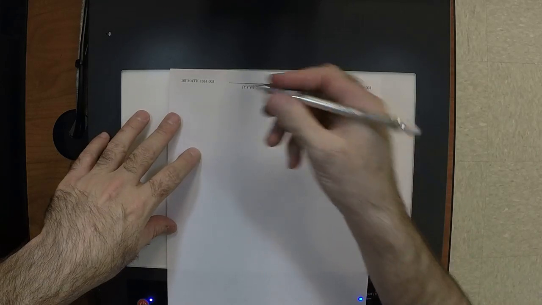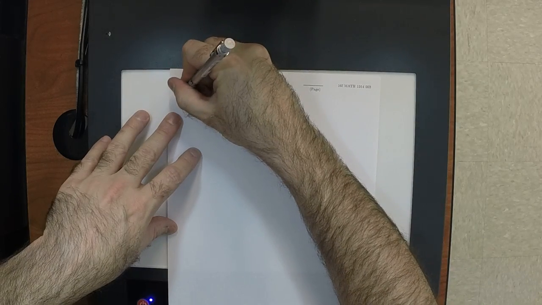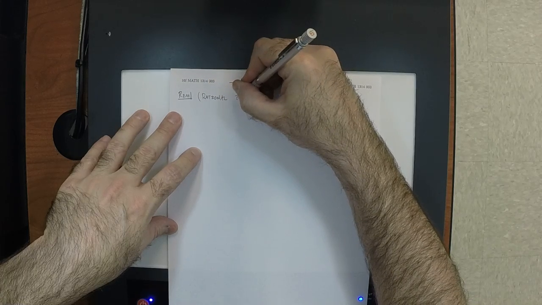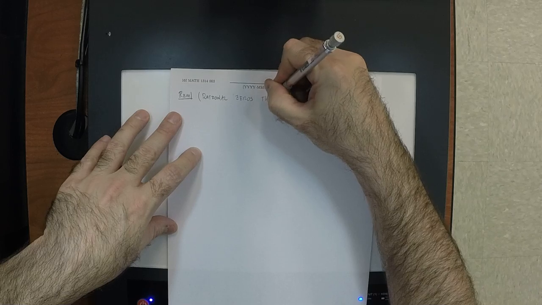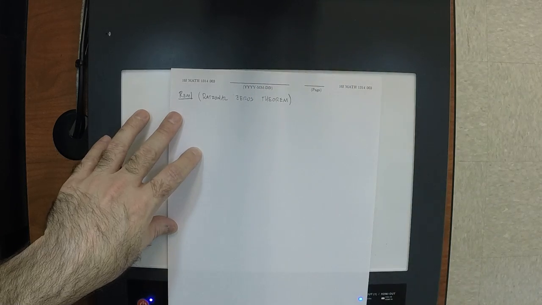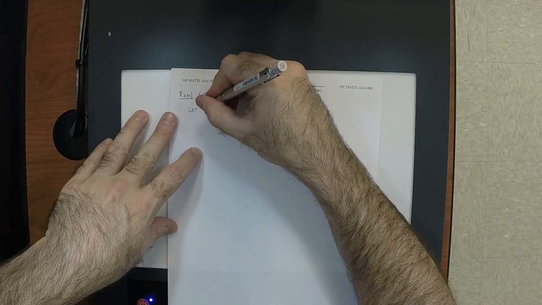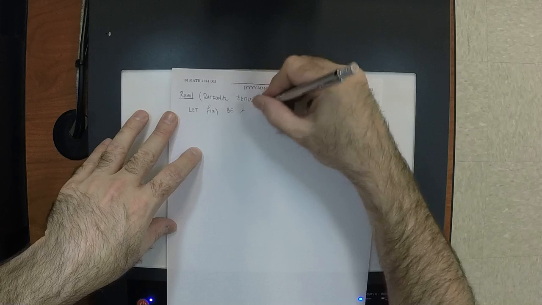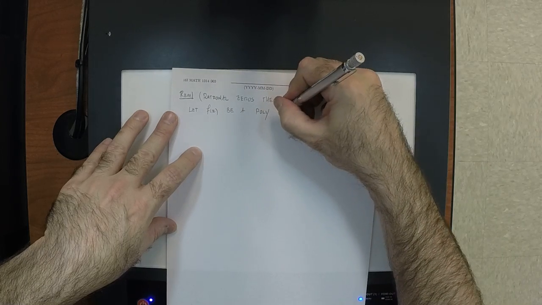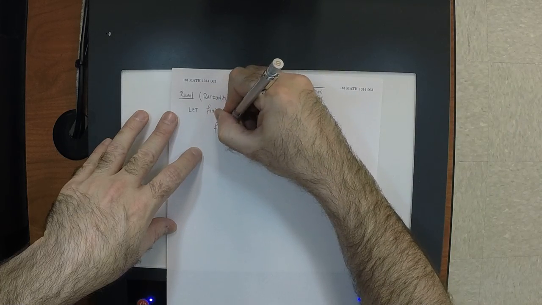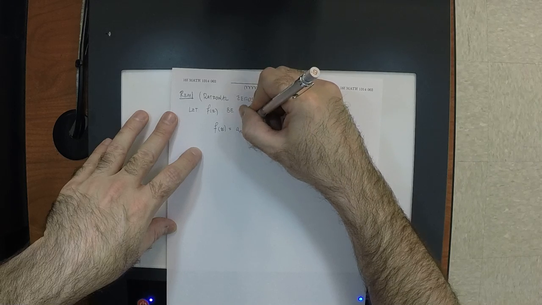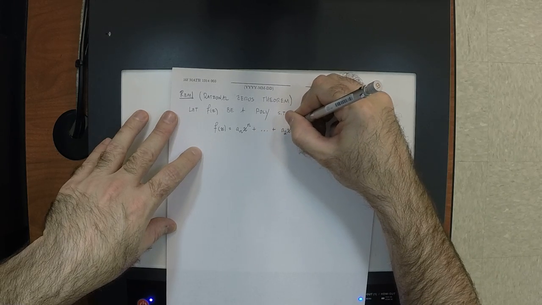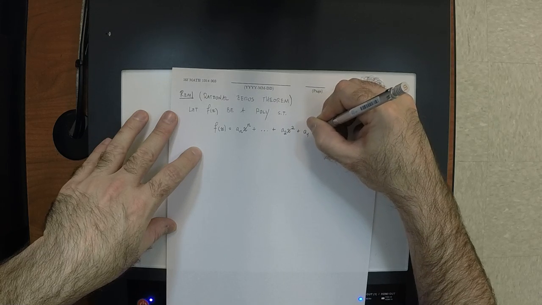So this is the new tool for today. It is called the rational zeros theorem. So let f of x be a polynomial such that f of x needs to be of the form a_n x to the n plus dot dot dot plus a_2 x squared plus a_1 x plus a_0.